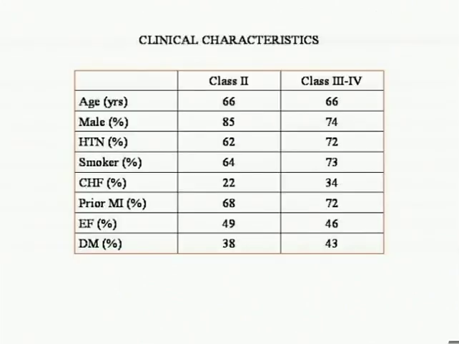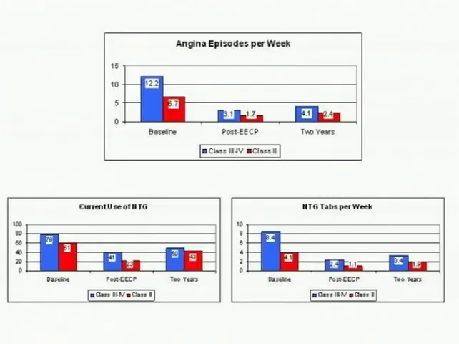Now, the class 2 patients, they were very similar to their colleagues with more severe angina. They were less likely to have heart failure, less likely to have a heart attack. They were a little bit younger, but otherwise very similar. Angina episodes per 2 weeks fell from 12.2 to 3.1 in those with severe angina. Those with less severe angina, they also got better. Fell from 6.7 to 1.7.